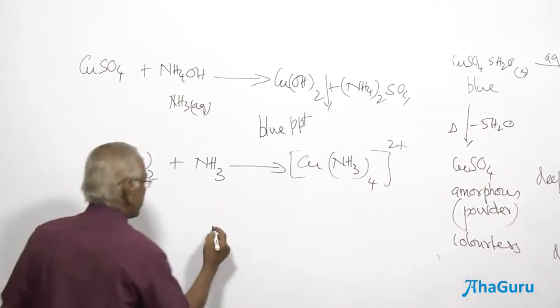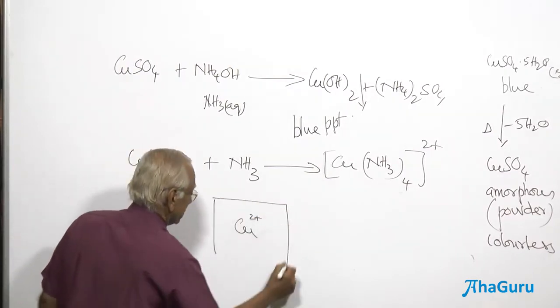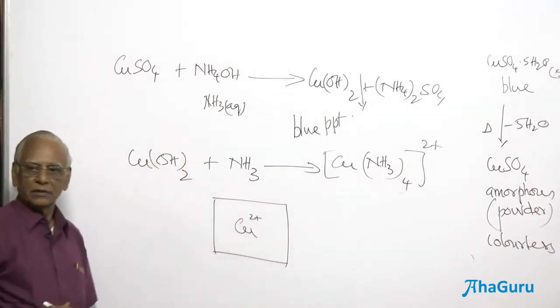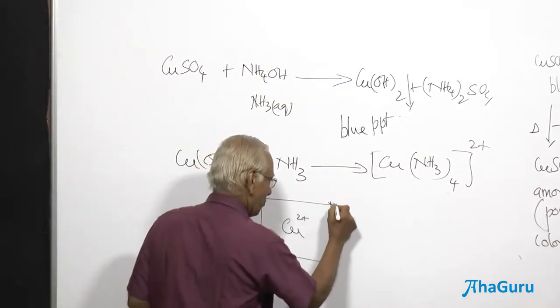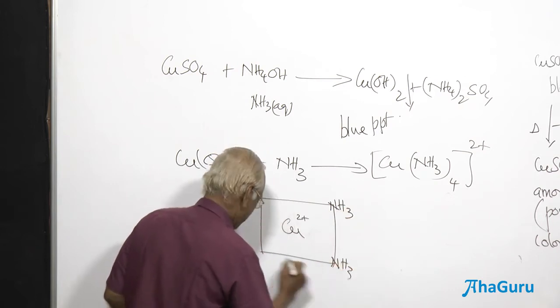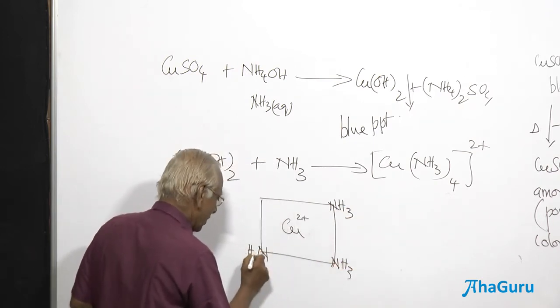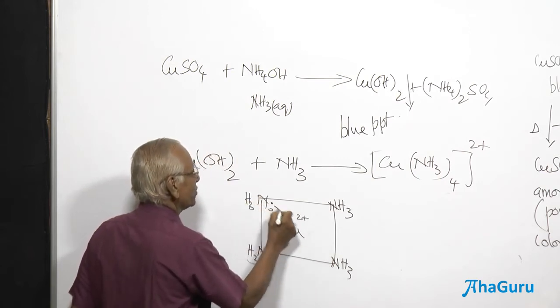Let us visualize that structure. We have Cu2+ ion. It's a square planar complex. Put a square here, and in the corner you put nitrogen of ammonia. Nitrogen of ammonia. Maybe you may not understand head or tail of what I am writing now, but definitely it is going to be useful.